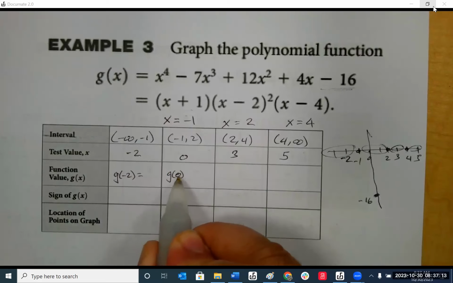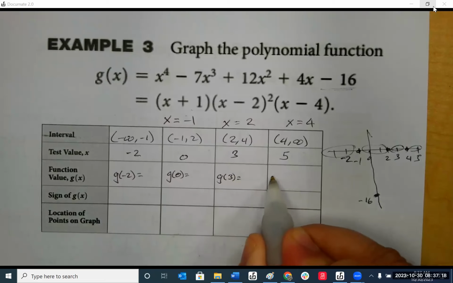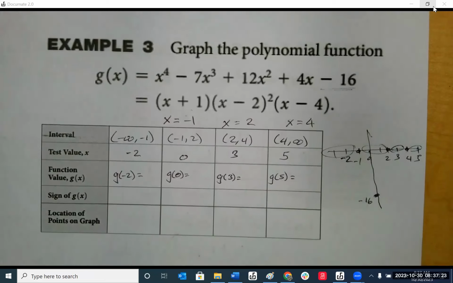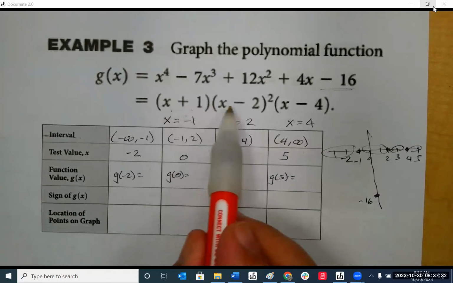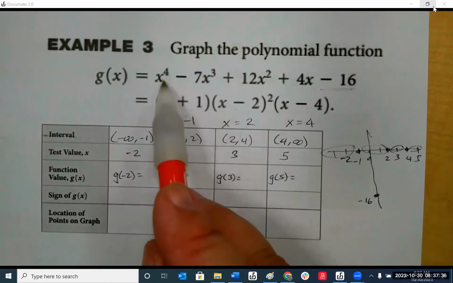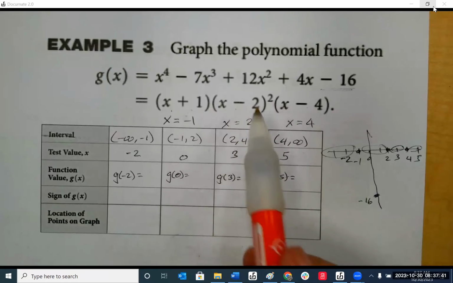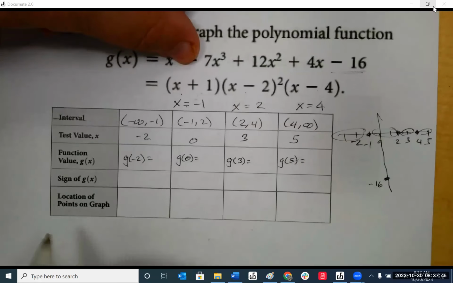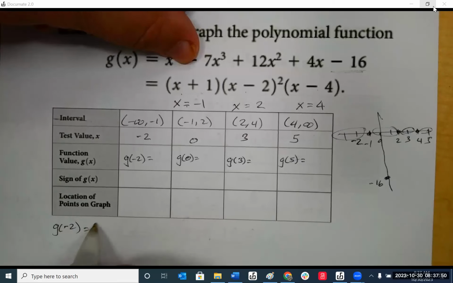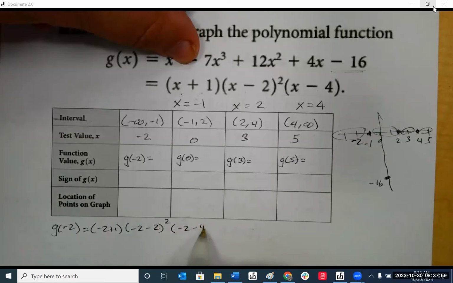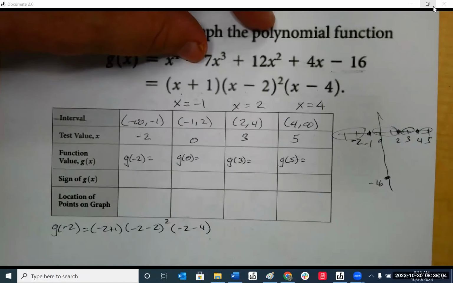Then we plug those inside the function. If you want to, you could just plug them inside this. It'd be much easier. Instead of figuring out what -2 to the 4th is, or what 5 to the 4th is, it's much easier if you just plug them into these and just get smaller terms. For example, we have g of -2 is equal to -2 plus 1, -2 minus 2 squared, -2 minus 4. I'm just plugging in place of x and putting -2. -2 plus 1 is -1. -2 minus 2 is -4 squared. -2 minus 4 is -6.